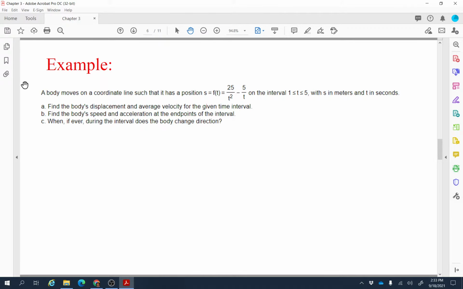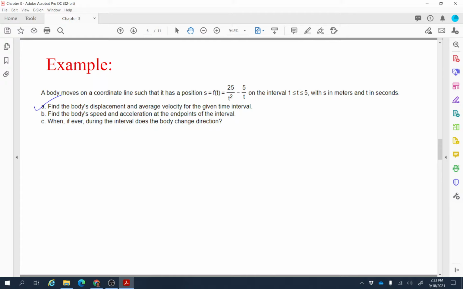The first example is we have been given a position function of a body, and it's moving from time 1 second to 5 seconds. This position is in meters, and time is in seconds. We need to answer these three questions. First one, find the body's displacement.